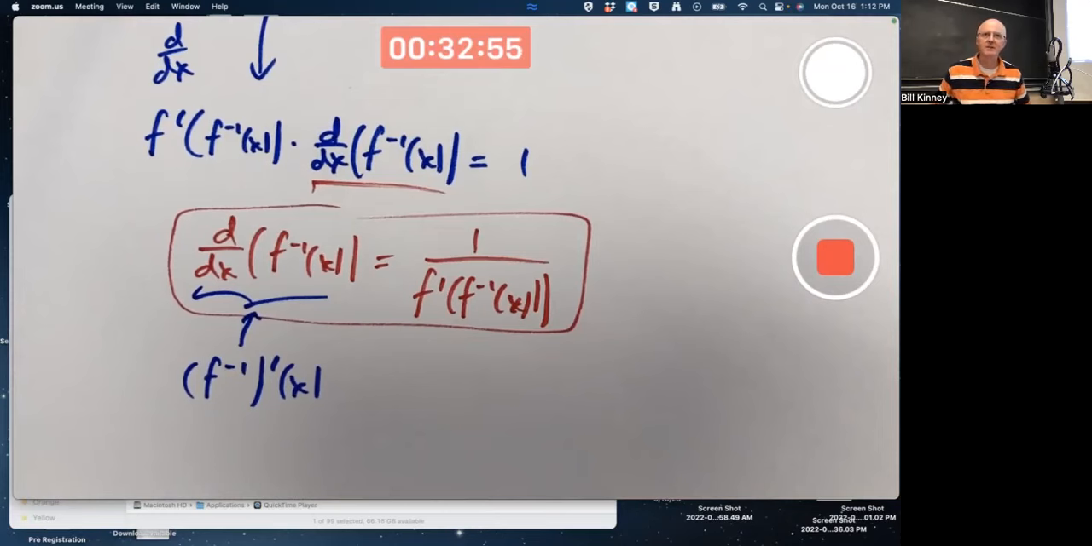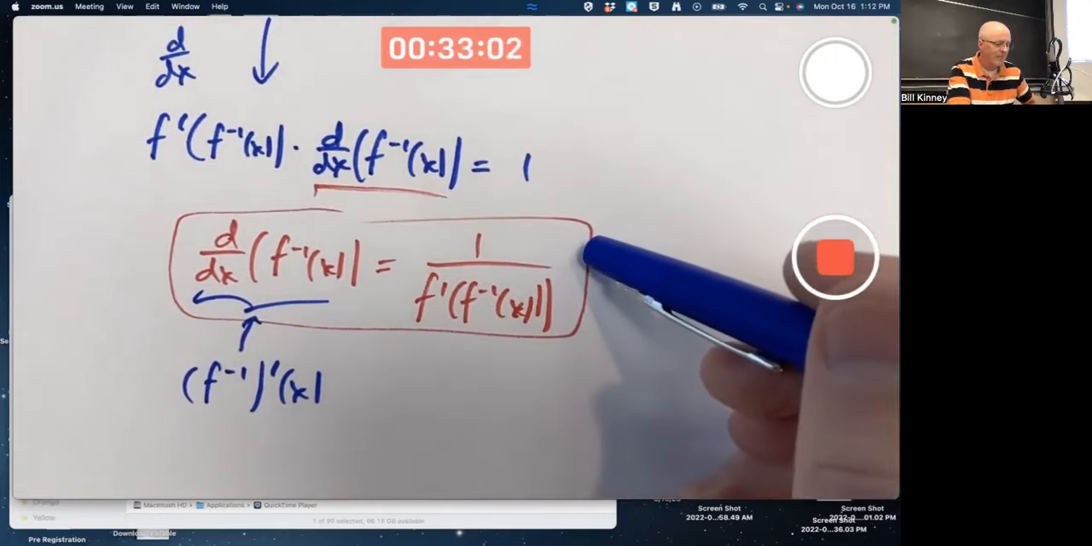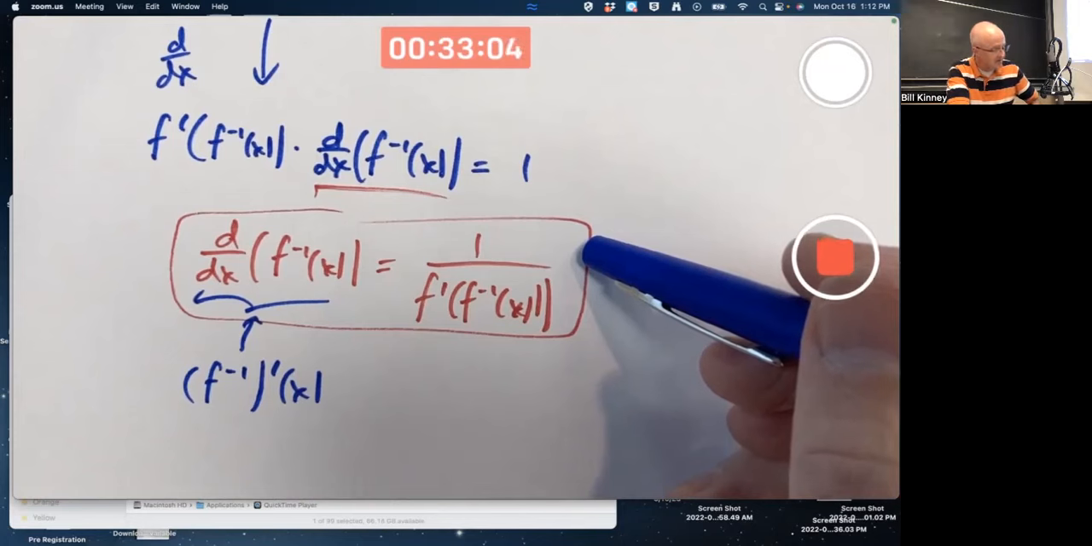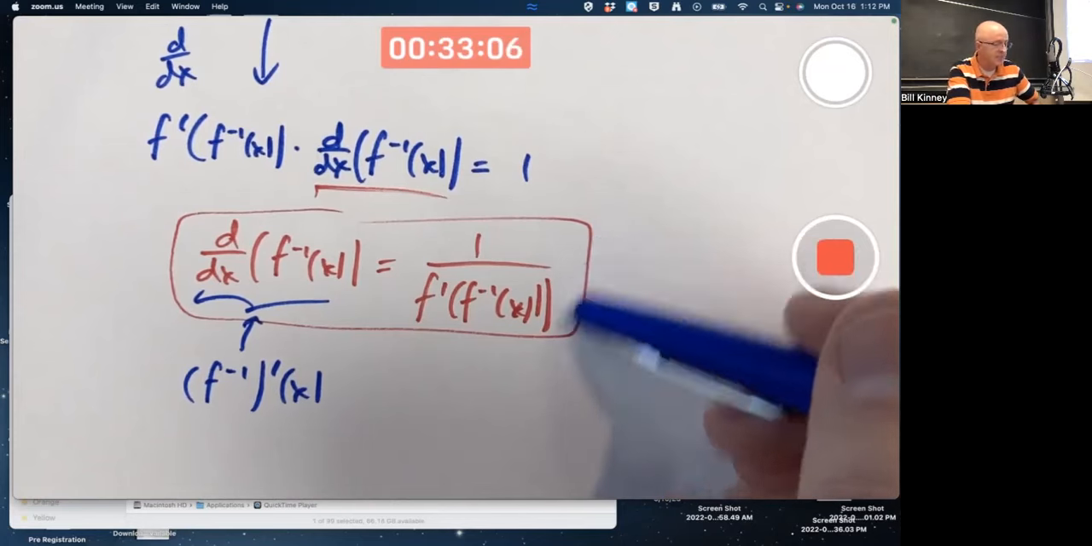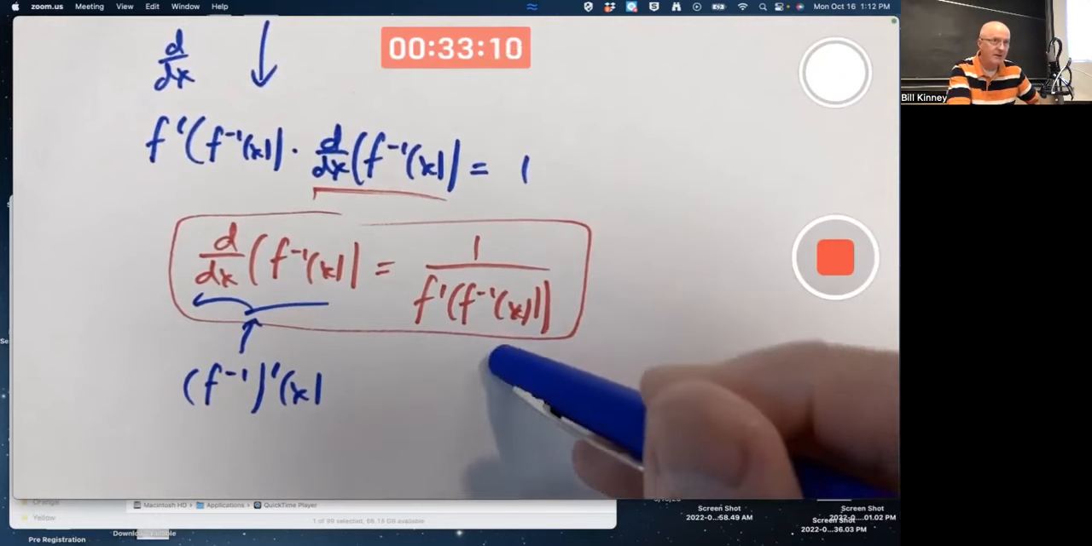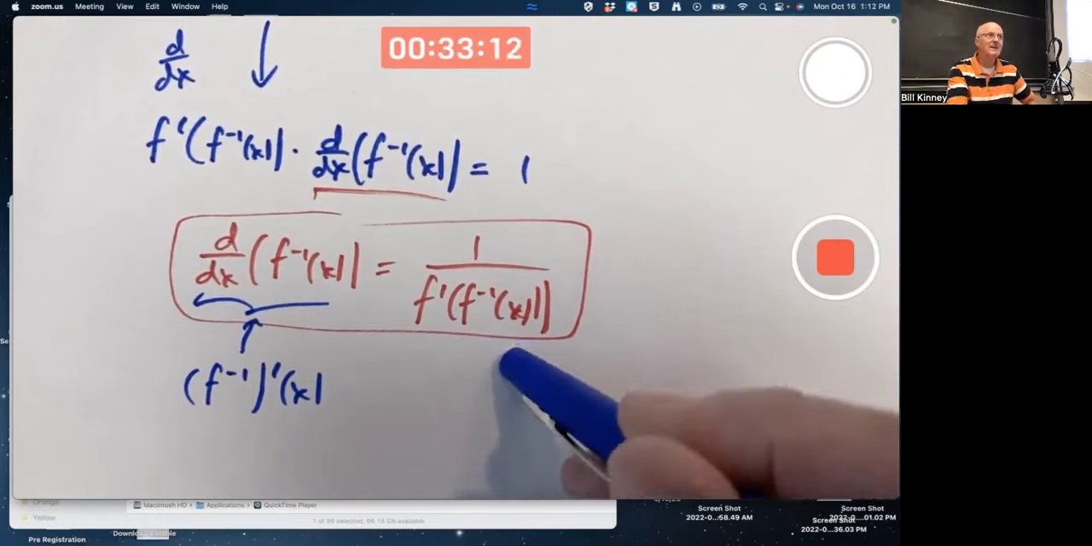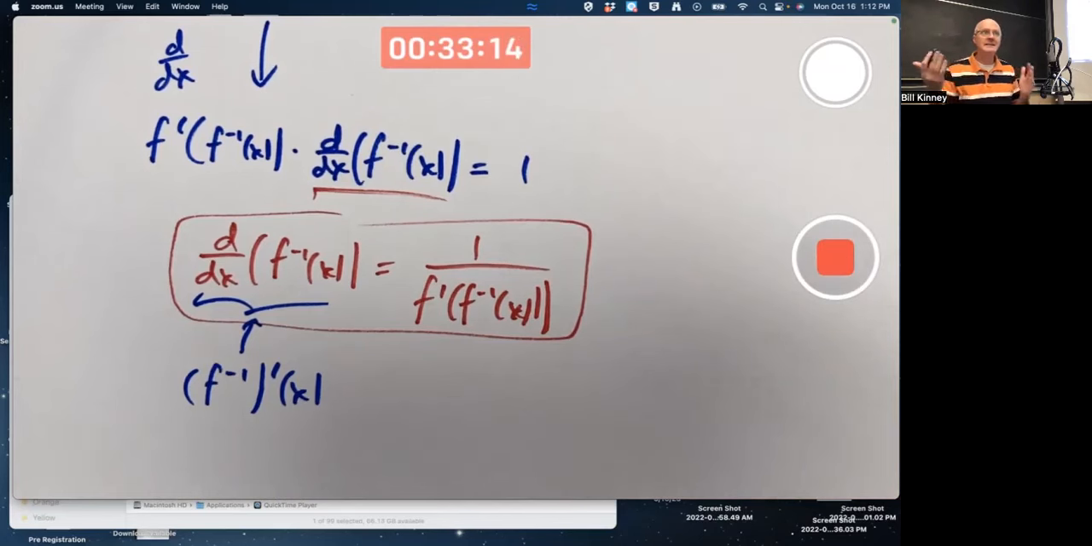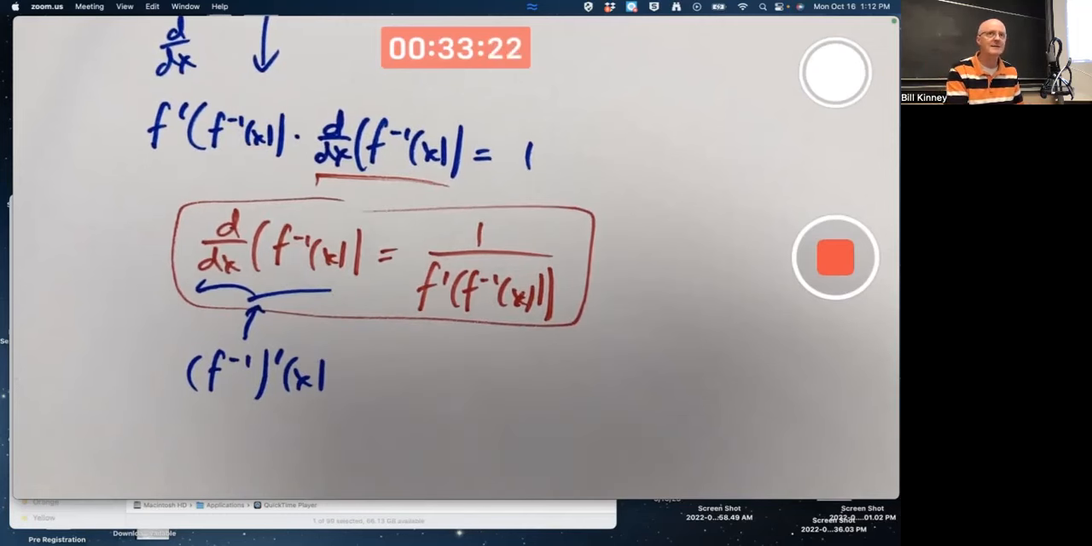The derivative of an inverse function, assuming it's differentiable at a number x, assuming f itself is differentiable, is the reciprocal of a value of f prime. 1 over f prime of what value? F inverse of x. This is the general form of these examples we've been doing with inverse sine, inverse tangent last week, natural log of x. This is the general form of that.